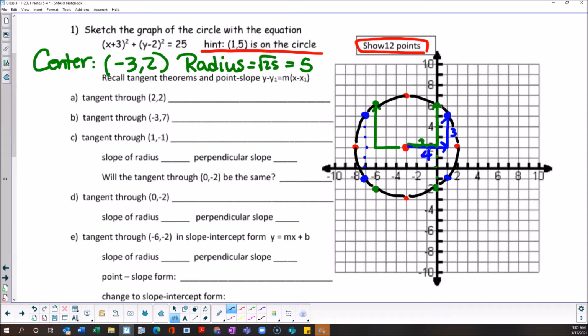That's pretty good, right? So the center of my circle is still right there. Okay, so now we have our circle graph.